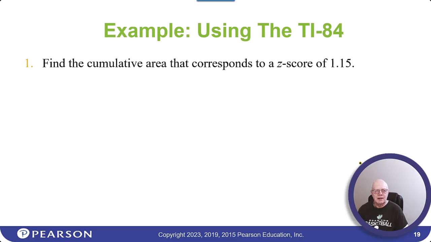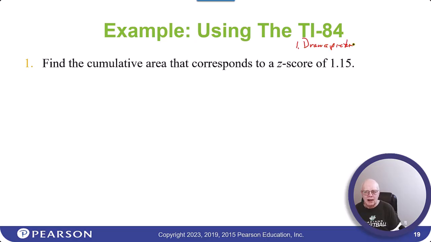Now, let's have some fun. We want the cumulative area that corresponds to a z-score of 1.15. First of all, as I'm going to say many, many times, the first thing you do is draw a picture.